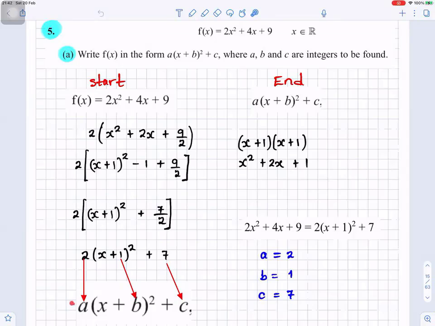So your A is 2, your B is 1, and your C is 7. So that's how you have changed it from one form to another.